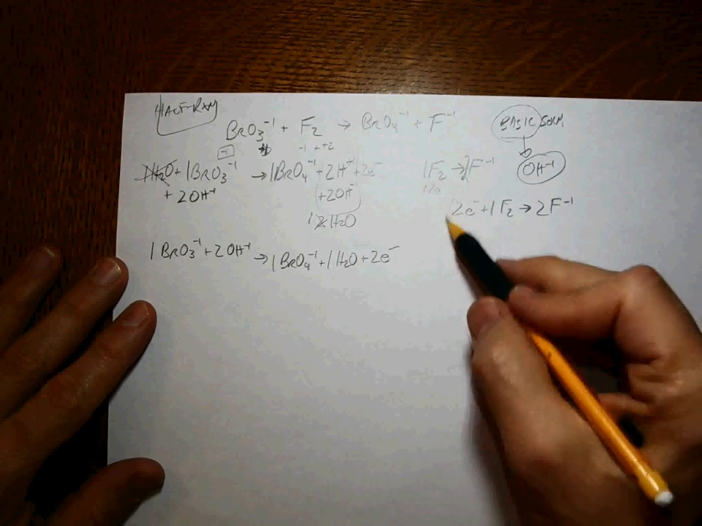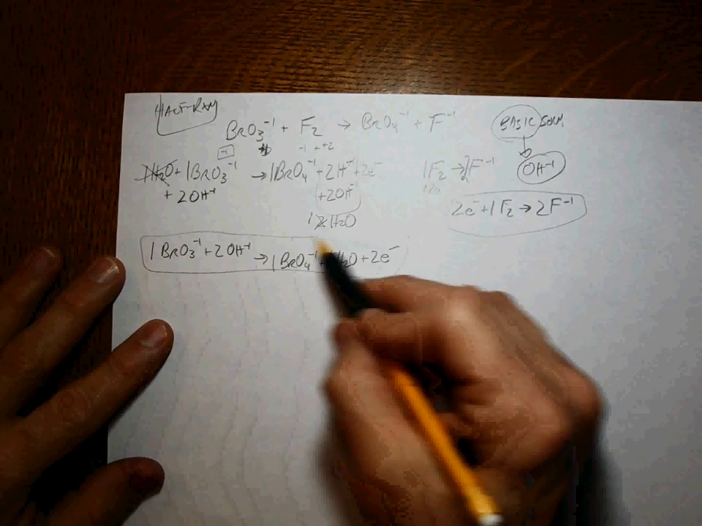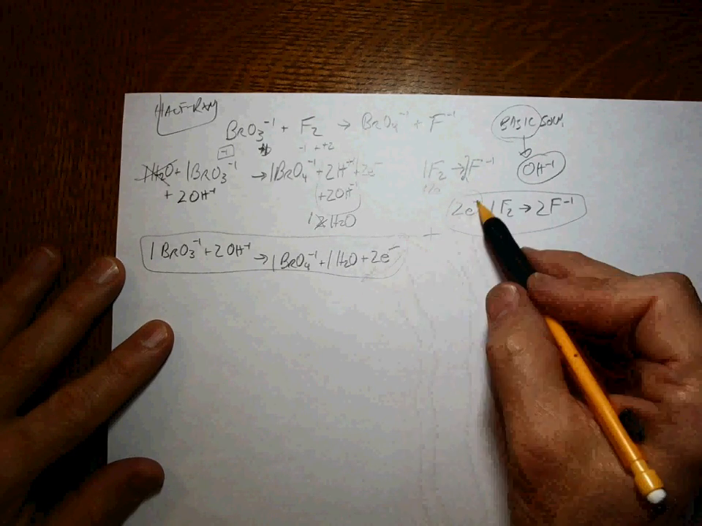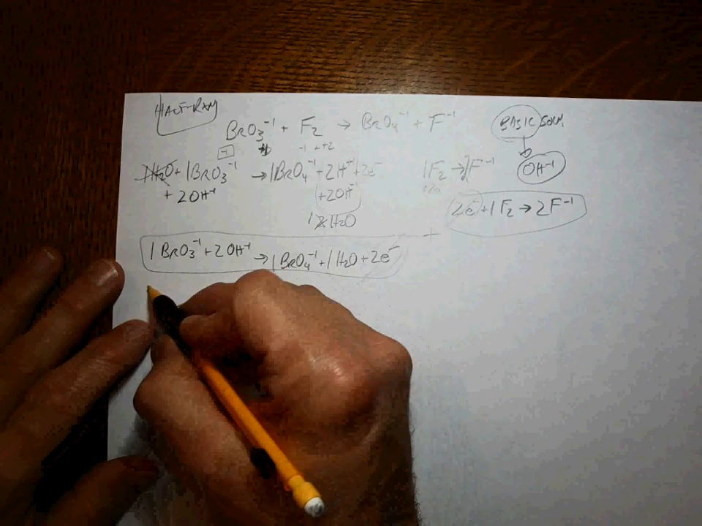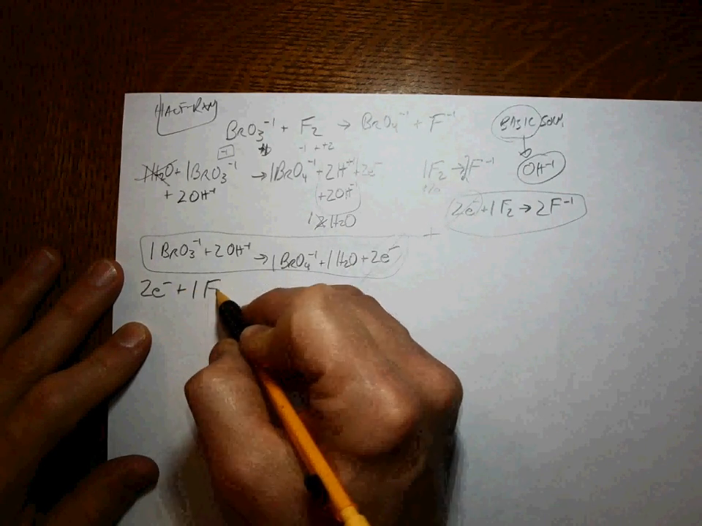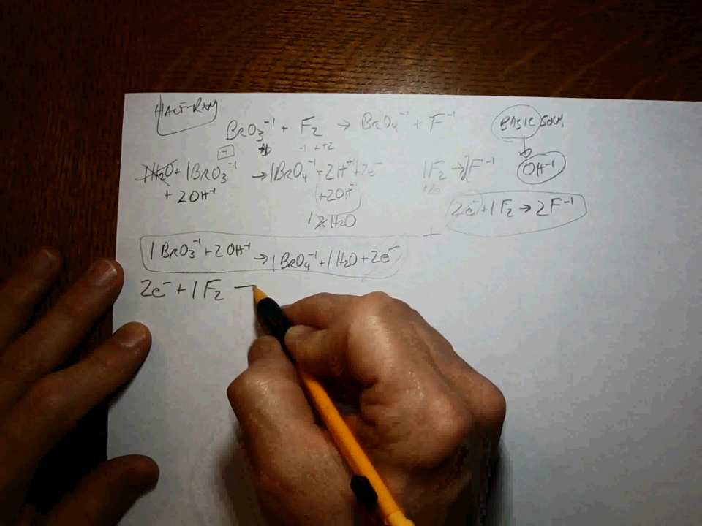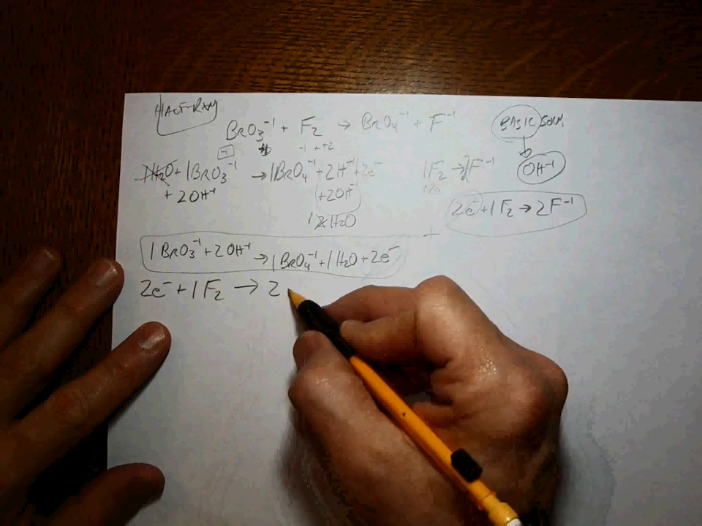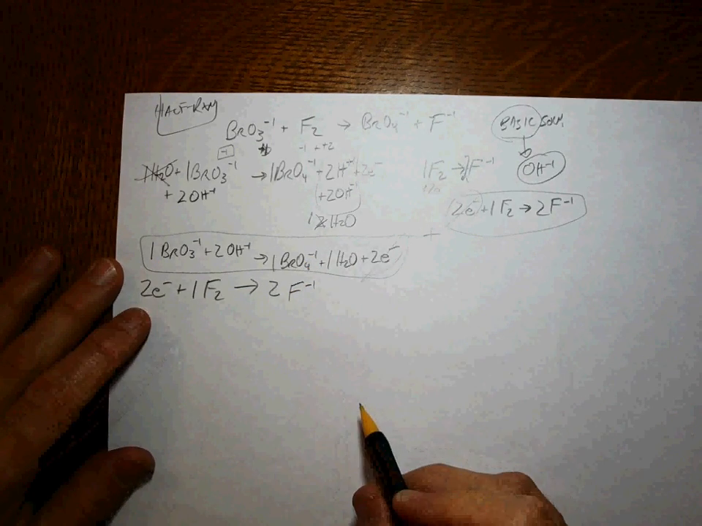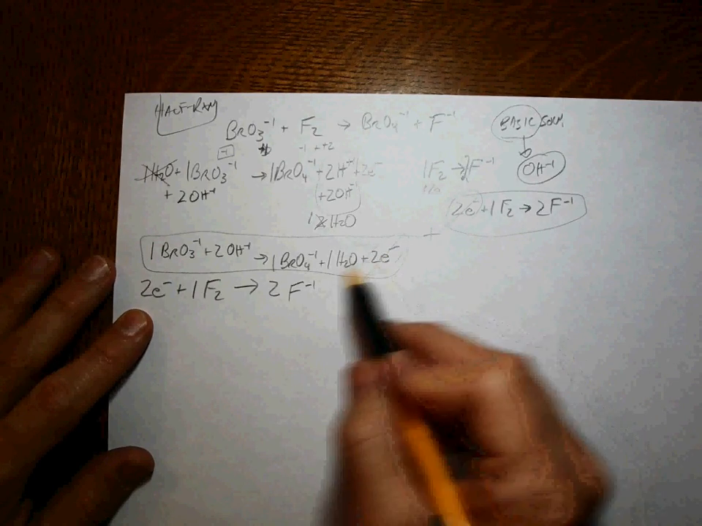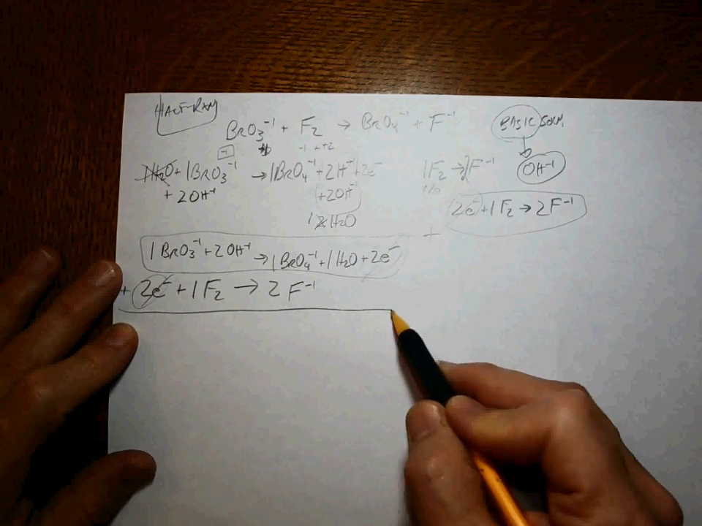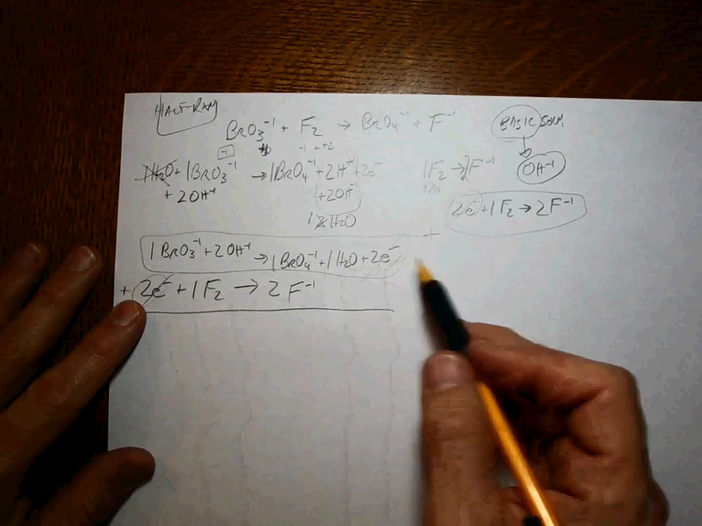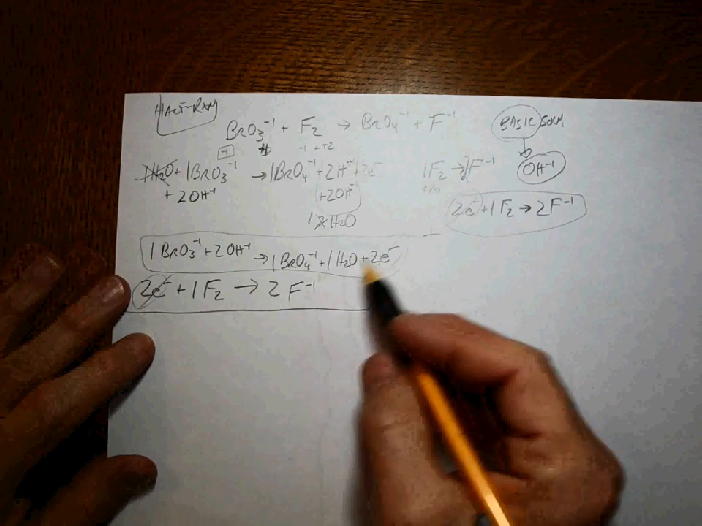Now what? Well, that's the balanced half reaction. We add them together. And the electrons are going to cancel out, but let's put them in there anyway. 2 electrons plus 1 F2 goes to 2 F minus 1s. Okay, notice that these cancel out when we add them together. 2 electrons on the right, 2 electrons on the left. Nothing else cancels out, so let's write it all out.